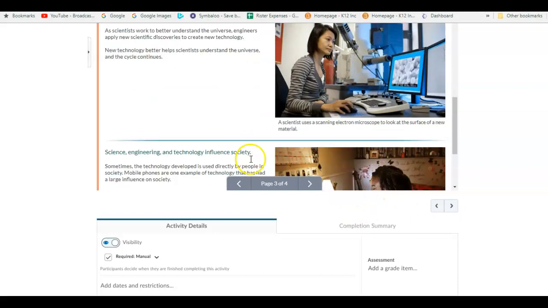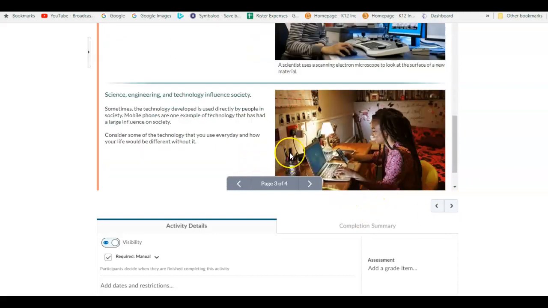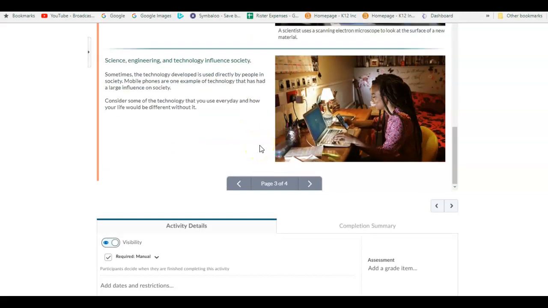Science, engineering, and technology influence society. That's question 6 in your guiding questions. Sometimes the technology developed is used directly by people in society. Mobile phones are one example of technology that has had a large influence on society. Consider some of the technology that you use every day and how your life would be different without it. Think about the internet, computers, things that we're using right now.